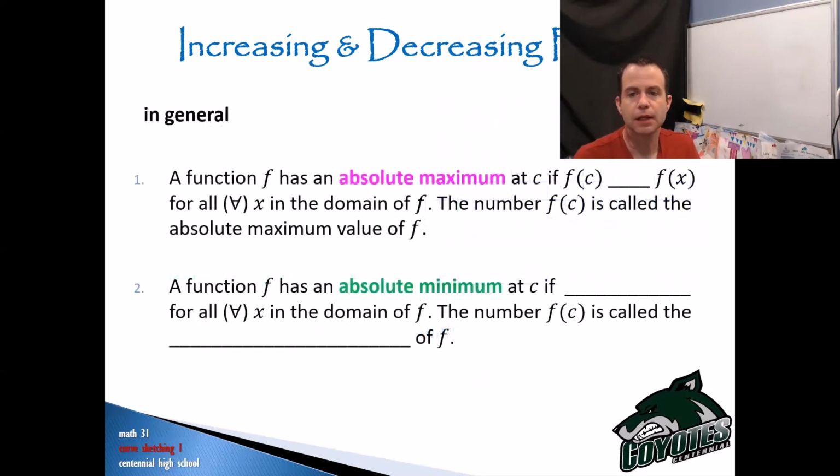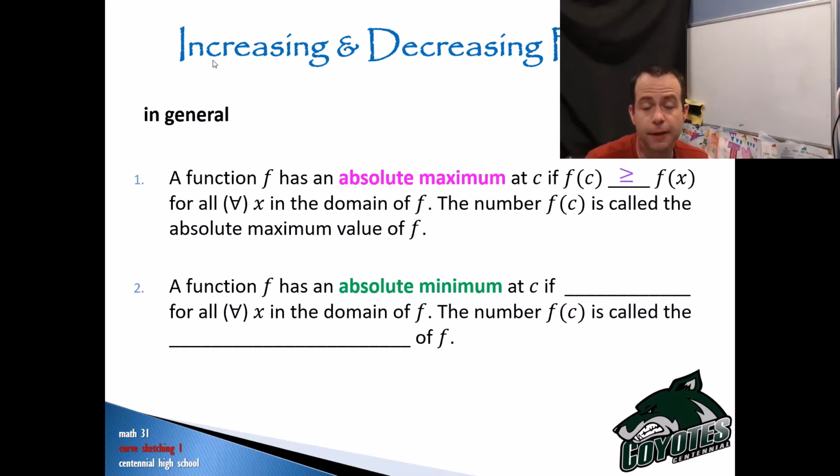So in general, a function f has an absolute maximum at c if f of c is greater than or equal to f of x for all values of x in the domain of f. Now, this little symbol, I don't know if you've seen that before or not, but it just means for all values. The number f of c is called the absolute maximum value of f. So whatever f of c is, that's the maximum value. So we say we have a max at c, whatever that c point is, and then the maximum value is whatever f of c is.